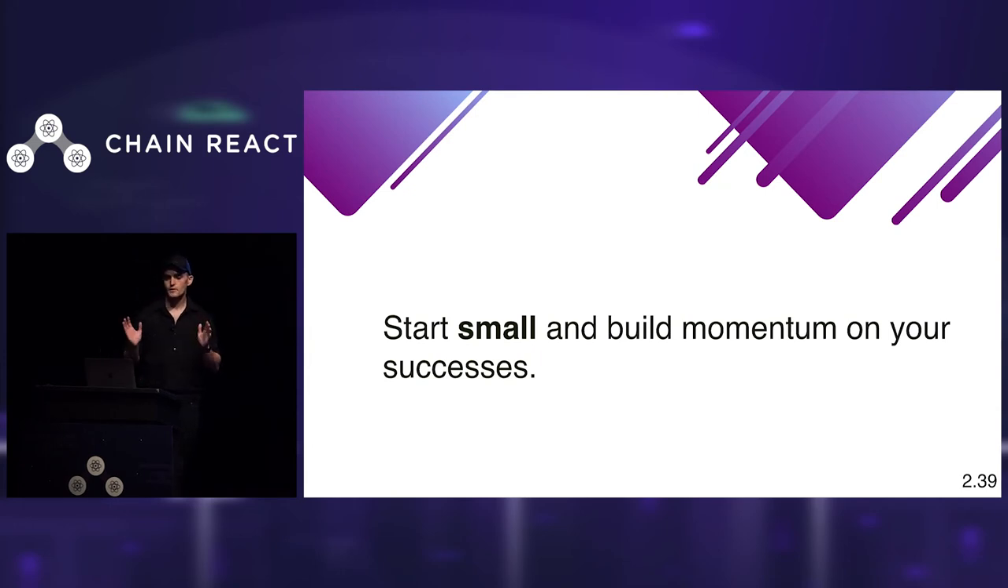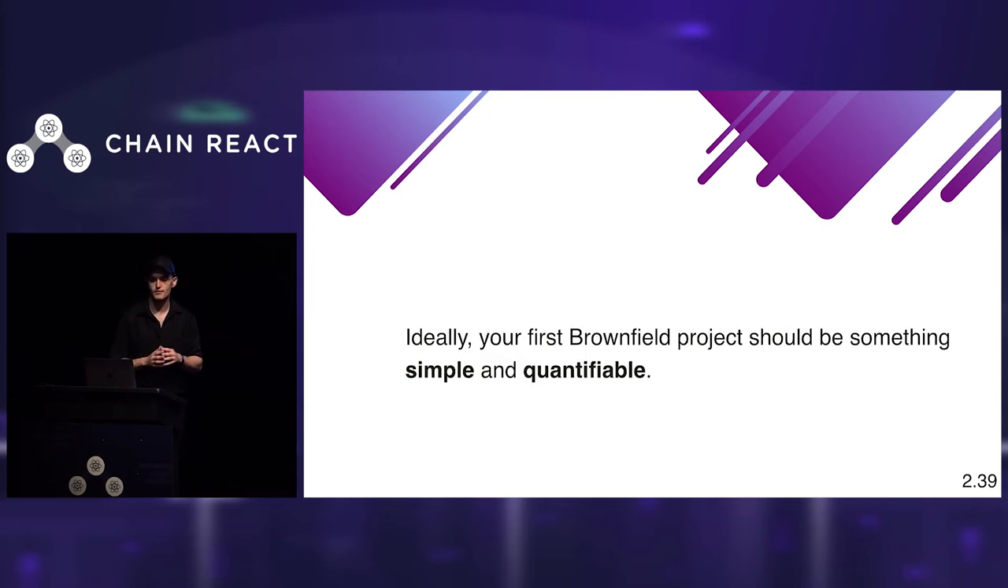So I endorse the Charlie Cheever approach. Start small and build momentum on your success. Ideally, your first Brownfield project should be something simple and quantifiable. A lot of native engineers will see the word JavaScript and think, oh, this is going to be really slow and buggy. If you start out with a small screen, a promotional dialogue, an about screen, a settings screen, or whatever, you can put those fears to rest, or at least mitigate some of them, and build momentum.